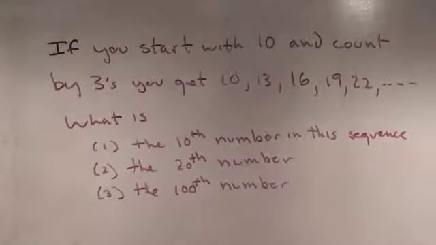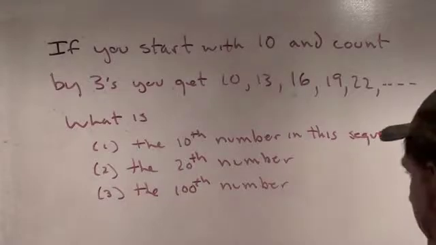If you start with 10 and count by threes, you get 10, 13, 16, 19, 22. What would the next number be? 25. And the one after that? 28. Okay, it's just because you keep adding a 3. So we got 3 questions. What's the 10th number? What's the 20th number? And what's the 100th number?